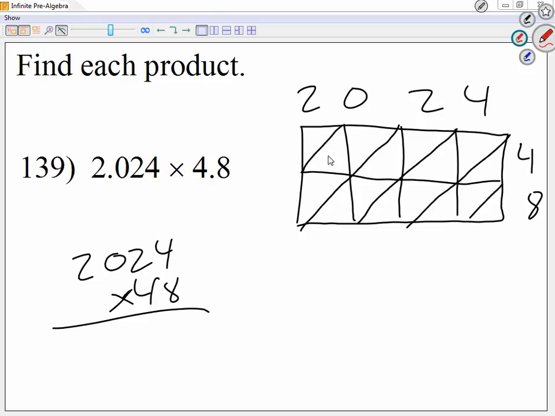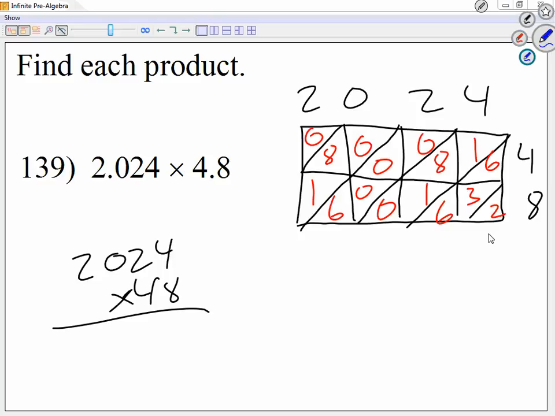I know 2 times 4 is 8. 2 times 8 is 16. I notice the first column and the third column are the same thing. I'm just going to copy my numbers, because why multiply it again? I already know it. The second column, it's 0 times anything. I know all of those are zeros. The last one, 4 times 4 is 16. 4 times 8 is 32.